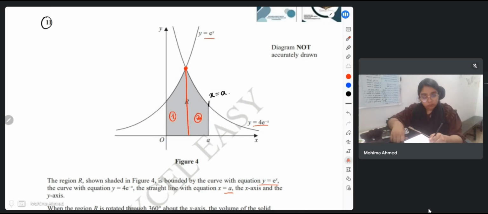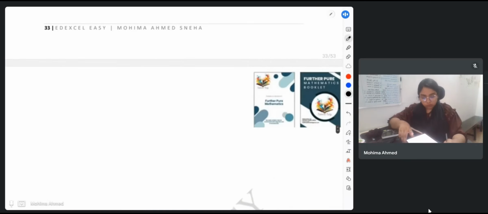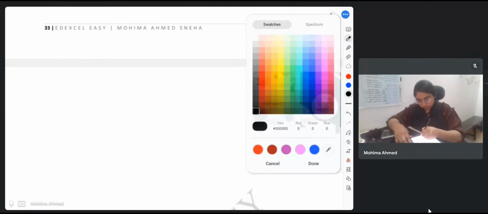Now, in order to find out the integration, I would have to find out the x-coordinate for the intersecting point of the two curves. For example, say the x-coordinate is b. In that case, the integration for this part will be between the boundaries of b and 0, and for this part it's going to be a and b, because the boundaries are different for the two sections. In order to first find out the value for b, I have to equate the two curve equations together. So I will start the working from here.